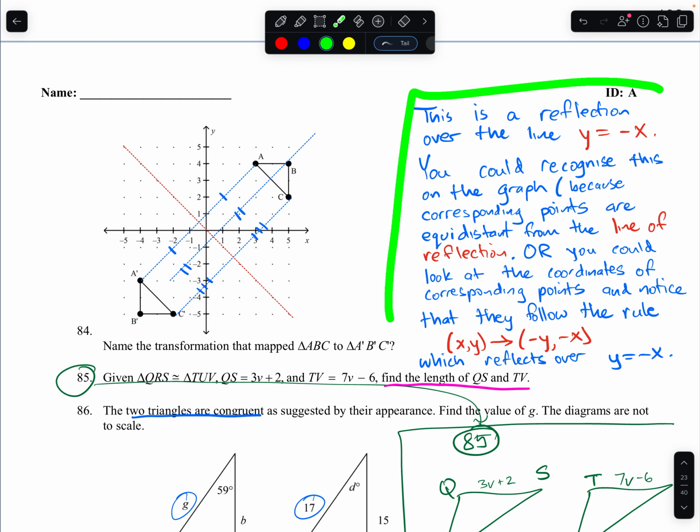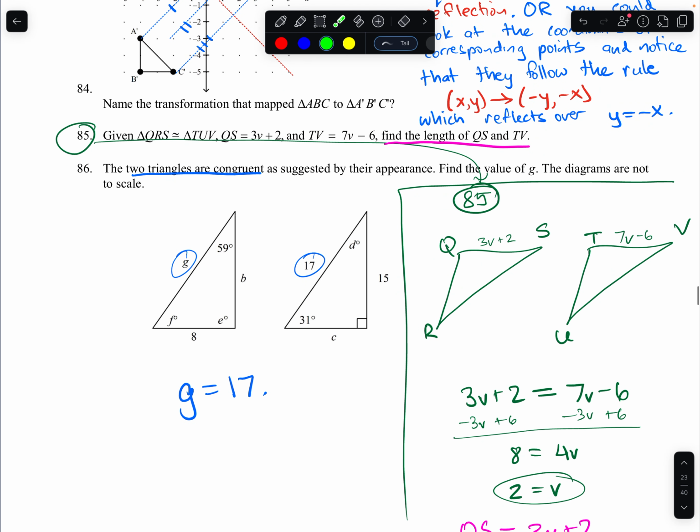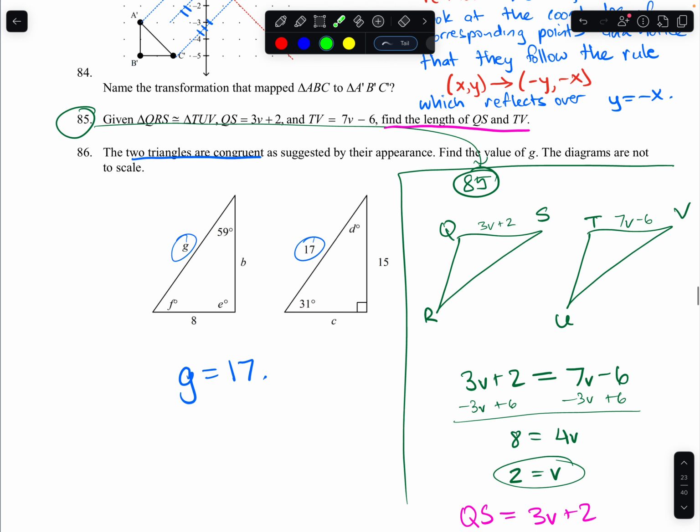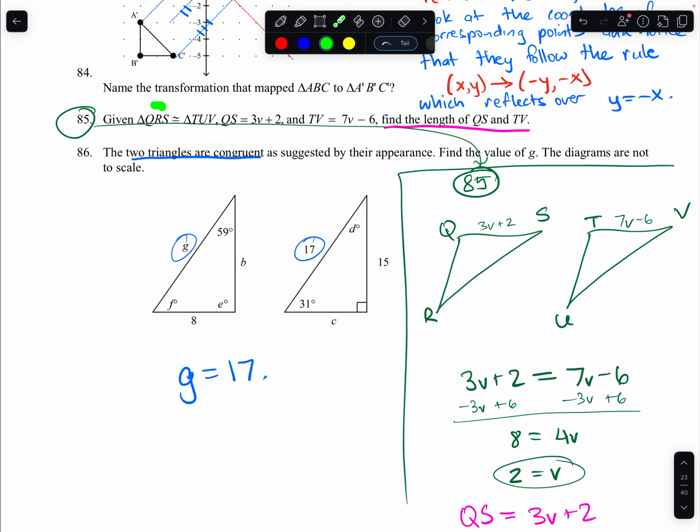Go ahead and pause the video, you can read this if you want. Number 85. We have two triangles that we know are congruent, and QS and TV are corresponding parts of those two congruent triangles. I don't even need the picture, but if it helps, you can draw it. I know they're corresponding because Q and S are the first and third letter, and T and V are also the first and third letter. So they've got to be corresponding parts. And I know that corresponding parts of congruent triangles are congruent. So these have to have the same length.